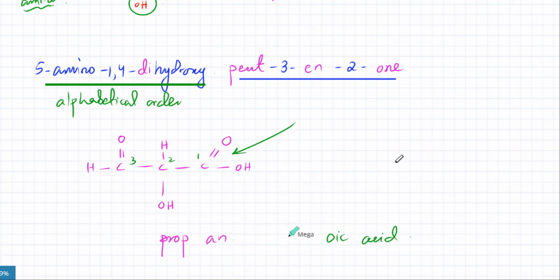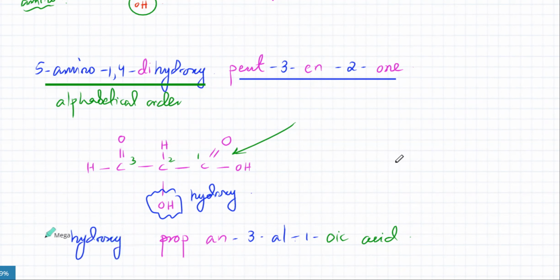So it would be "al" and then "oic acid". And you can give the positions, for 1 you don't have to write 1, but the aldehyde would be at position number 3. And you've got an OH as well. Because you've got more important groups than OH, that would be considered a hydroxy branch now. So instead of naming the molecule after that, you would call it a hydroxy branch, and that would be written before. There's only one hydroxy branch in this case, which is attached to carbon number 2. So that's the overall name of the molecule.